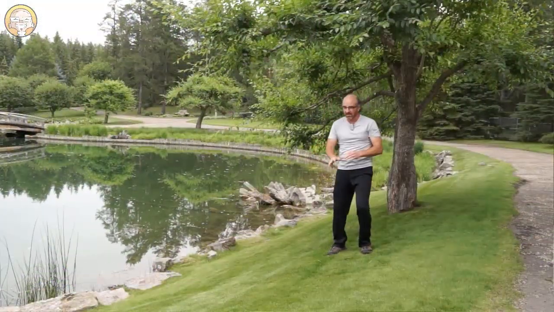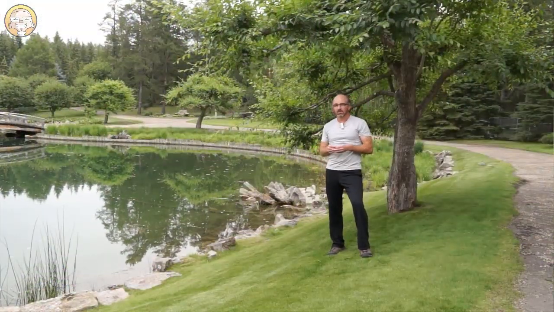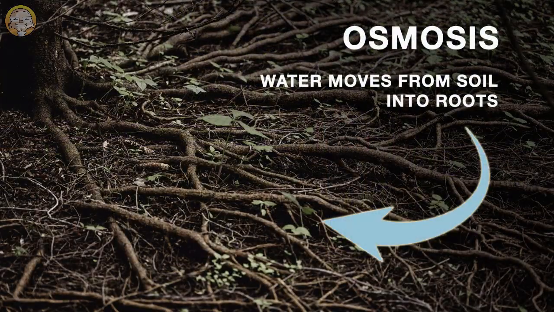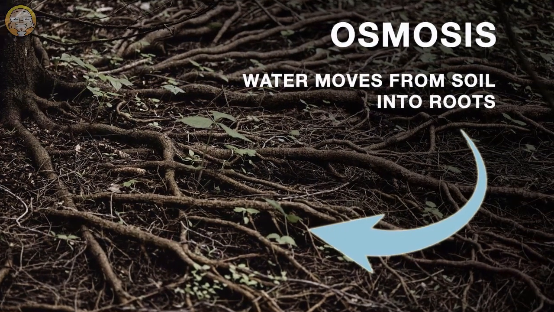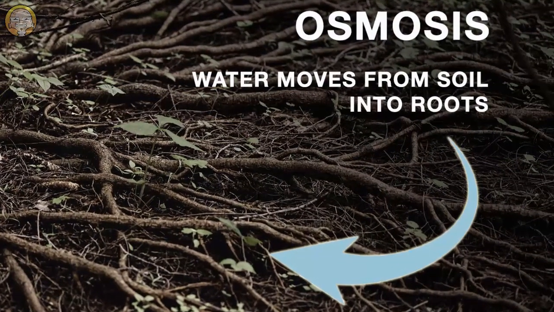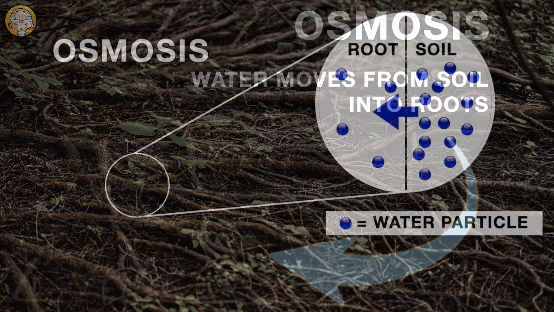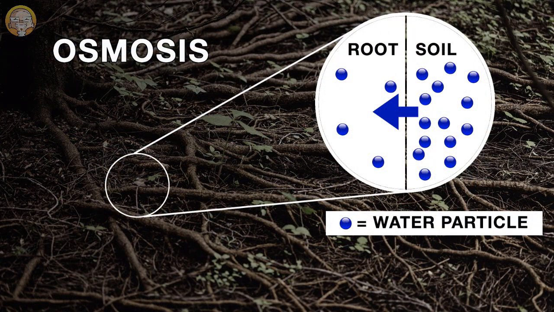Now, the third and last process is osmosis, and that happens in the roots. Of course, this tree has sent out a whole bunch of roots into the soil. Now, when those roots encounter moisture in the soil, that water moves into the roots. That's because there's more water outside the roots than inside the roots. Water moves from where there's more water to where there's less water.